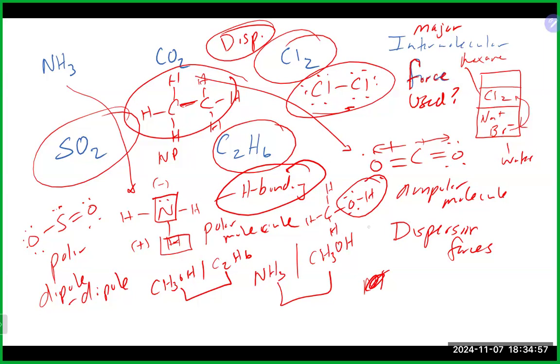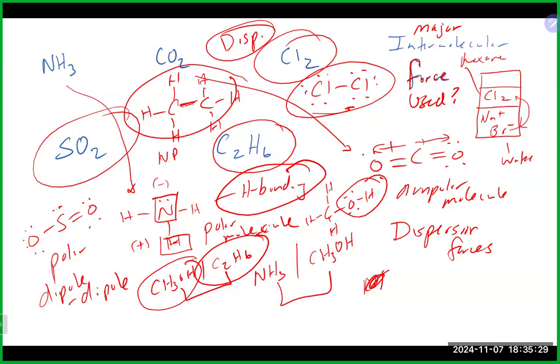By the way, if you had a guess between methanol and ethane, which one should have the higher boiling point? Which one has the stronger intermolecular force? Is it hydrogen bonding or dispersion forces? Which one's stronger? Hydrogen bonding. So methanol, when it's with itself, will hydrogen bond with itself, which will create a much tighter and stronger bond than, say, ethane with itself. It's going to use dispersion forces.